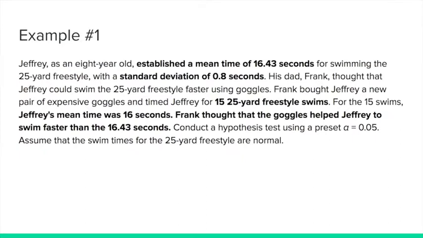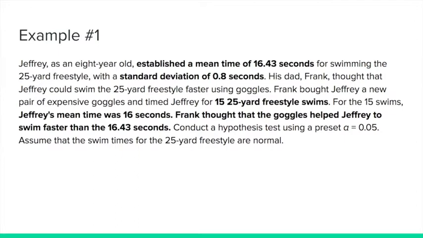All right, so here's our full example number 1. Jeffrey is an 8-year-old swimmer, and he has a mean time of 16.43 seconds over his career swimming as an 8-year-old. That's not a very long career, but nevertheless. And he has a standard deviation of 0.8 seconds. So his dad got him some different goggles, thought it might make him swim faster. So in 15 swims, 15 25-yard swims, he had a mean of 16 seconds. Okay, so Frank, his dad, thought that the goggles helped, because he swam faster than 16.43 seconds. So we want to do a hypothesis test on this.